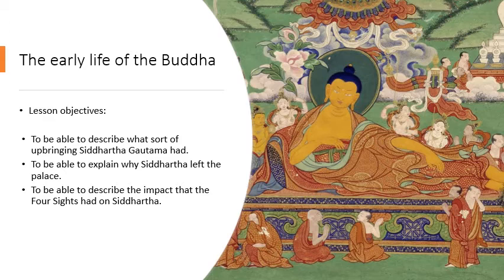Today's objectives are that by the end of this lesson, we hope to be able to describe what sort of upbringing Siddhartha Gautama had, to be able to explain why Siddhartha left the palace that he was brought up in, and to be able to describe the impact of what we call the four sights and the impact that they had on Siddhartha. So without further ado, let's crack on.